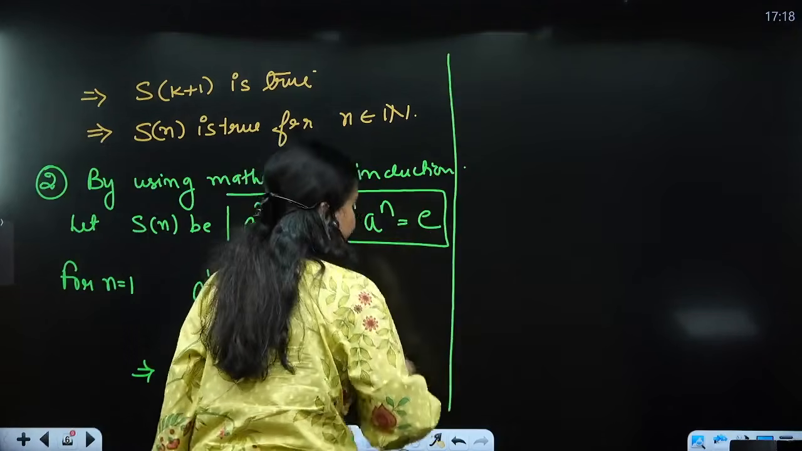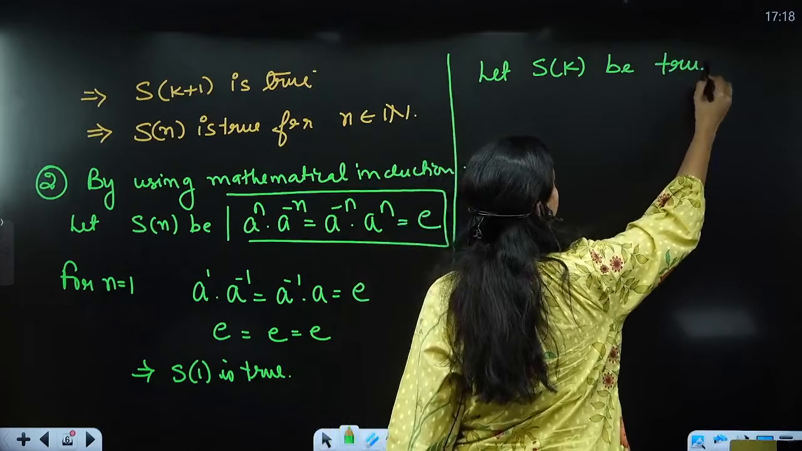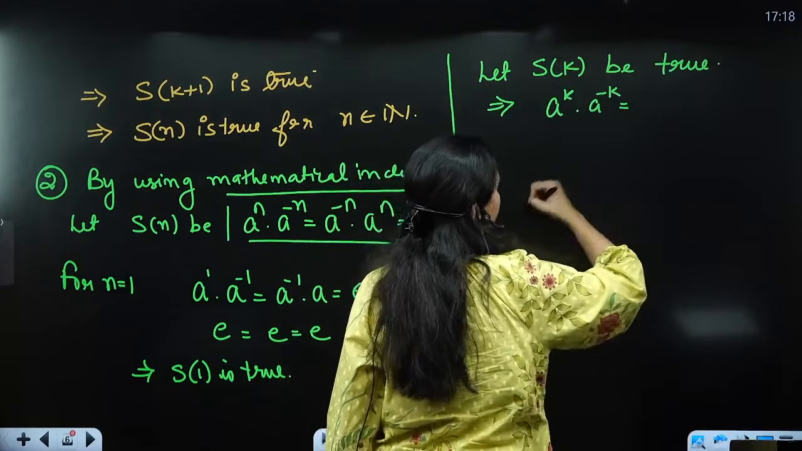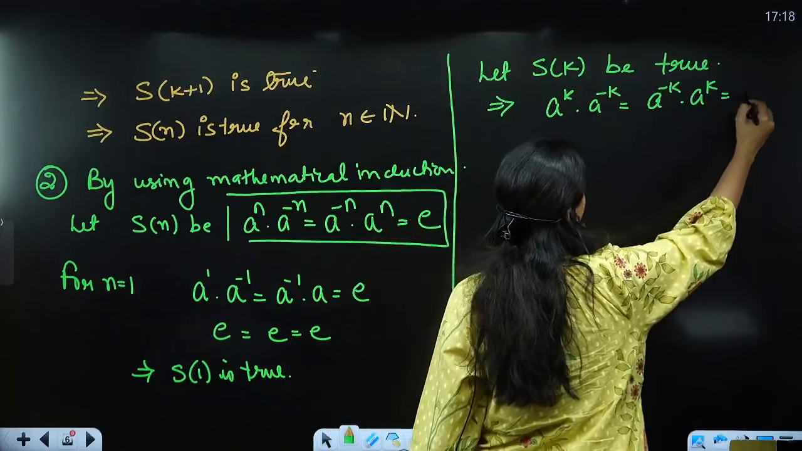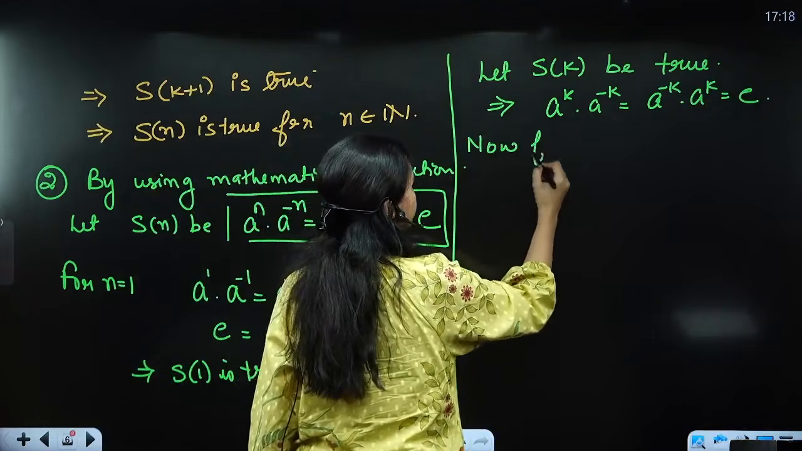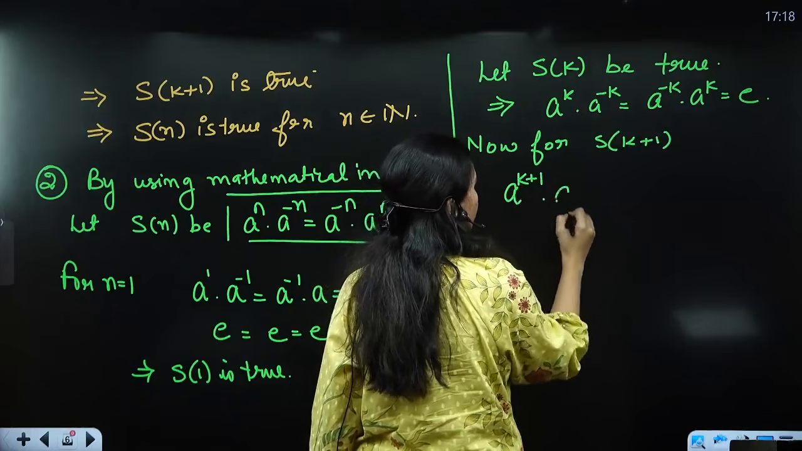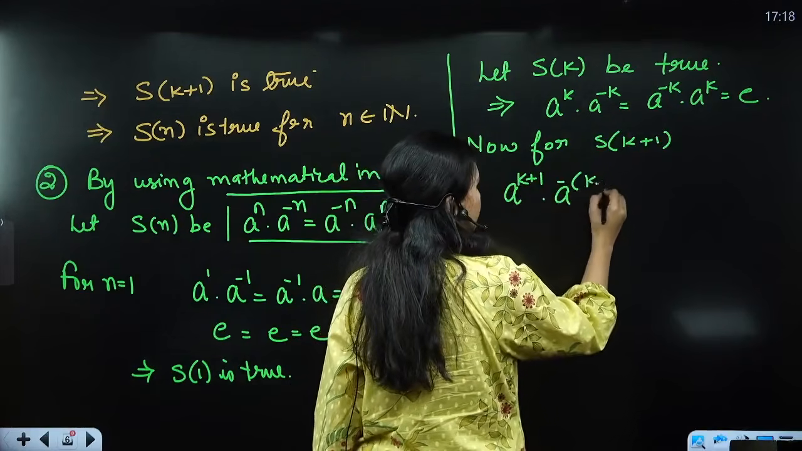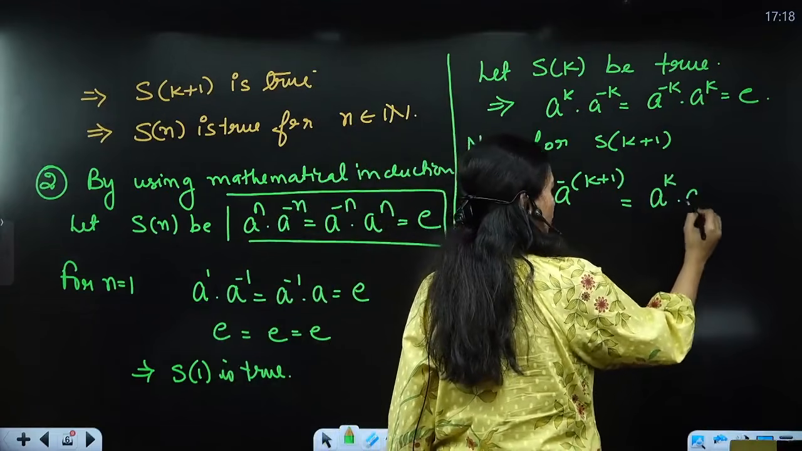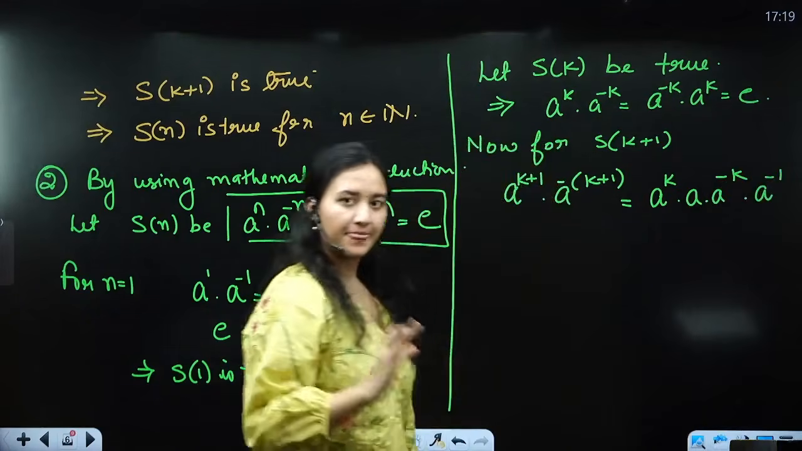Now, let Sk be true. Right? Now Sk be true, that means A raised to the power k dot A raised to the power minus k equals A raised to the power minus k dot A raised to the power k equals E. And this is a true statement, right? This we have assumed. Now for S(k+1), LHS is going to be A raised to the power k plus 1 dot A raised to the power minus (k plus 1). Now, can I write it as A raised to the power k dot A raised to the power minus k dot A raised to the power minus 1? Right? It can be written like this.